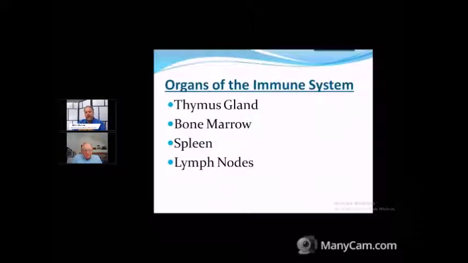We have bone marrow, and some people don't really think of that as an organ, but it is, and that's where many of the cells are created on a daily basis. Millions and millions of cells every day are created in the bone marrow. We have a spleen, which is a filtering gland, and the lymph nodes, which are also a filtering organ.